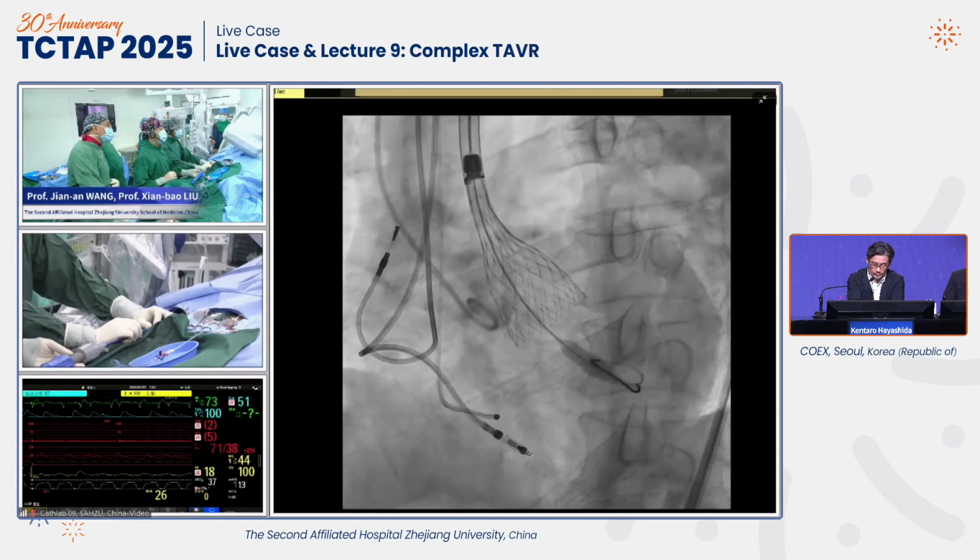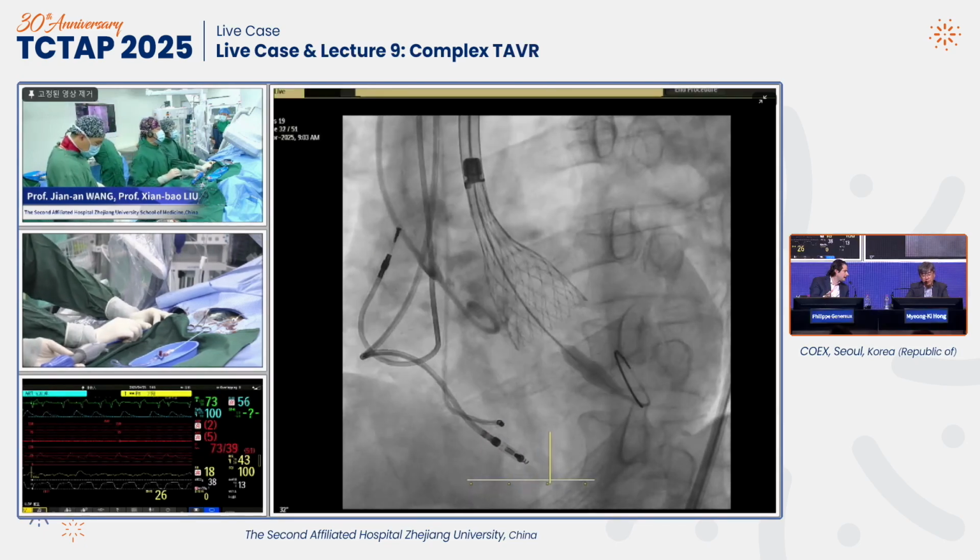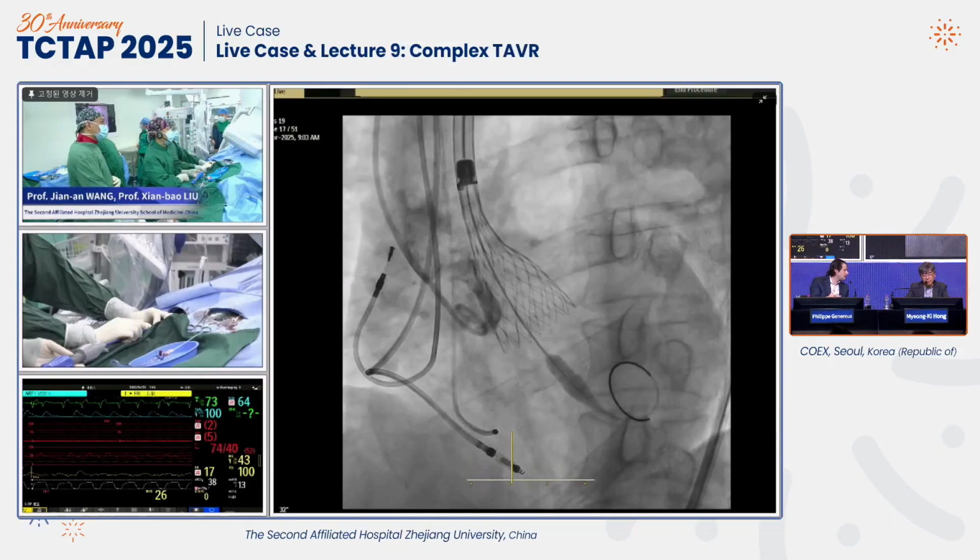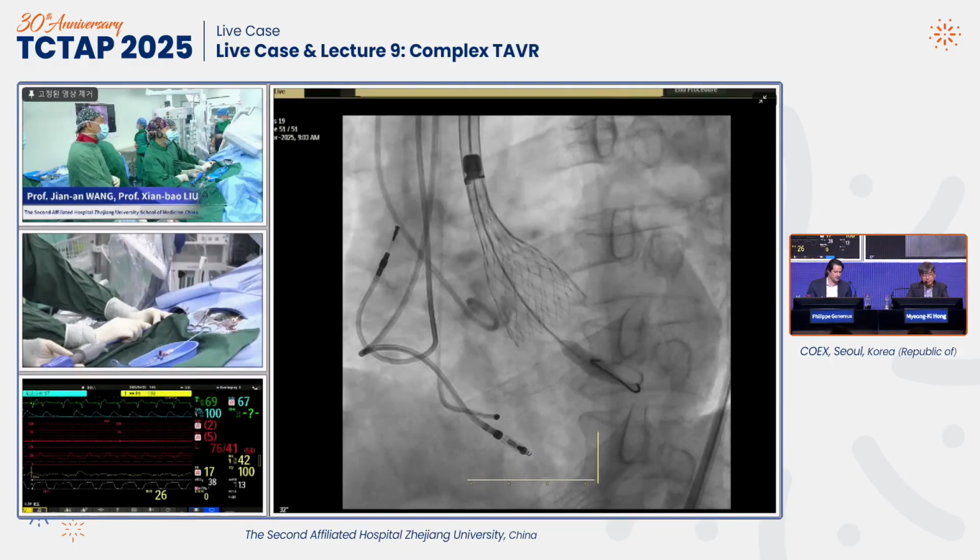I would say that, to be quite honest, this depth is not that bad. The patient already has a pacemaker, right? You may have to post-dilate. I would be happy to live with this.